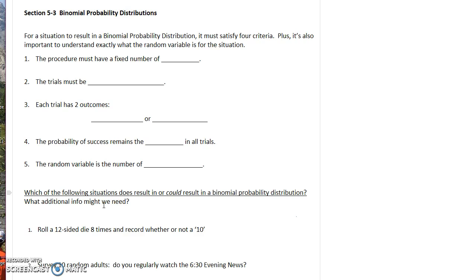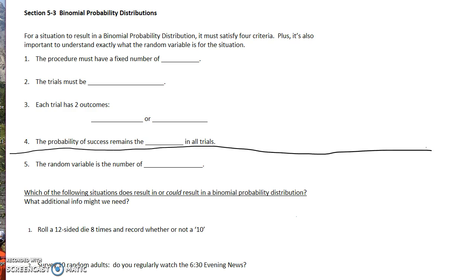All right, so now we're going to talk about another type of discrete probability distribution, and that is a binomial distribution. For something to be a binomial, it's got to satisfy four criteria, plus it's also important to understand exactly what the variable is. Even though I have these numbered 1 through 5, when we start checking whether something is or isn't a binomial, we're really going to focus on these top four.